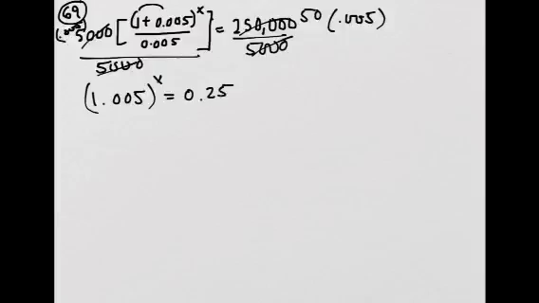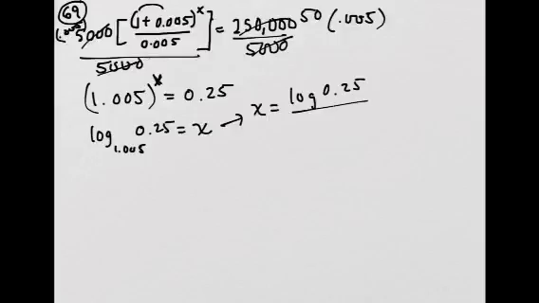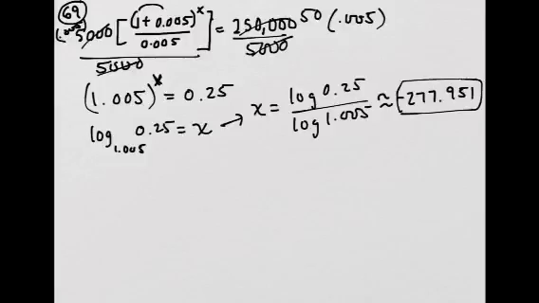And so now I've isolated the base with the exponent, so I'm going to change it to log form. So log base 1.005 of 0.25 equals the exponent x. So x equals log of 0.25 over log of 1.005. So this is approximately negative 277.900, and 0.951 because we're rounding to 3 decimal places.